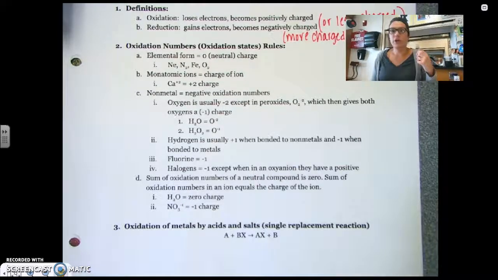Nonmetals are going to have negative oxidation numbers, so that means most of the time they're going to be reduced. Oxygen's usually going to be a -2, except when it's a peroxide. So if you ever see something like H2O2, K2O2, or Na2O2, that means the oxygen is going to be a -1 charge, because the hydrogen is always going to have a +1 charge, and you need things to cancel.